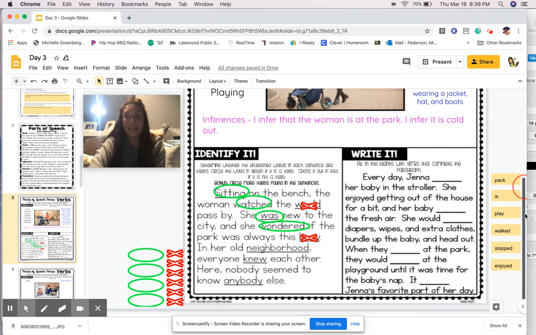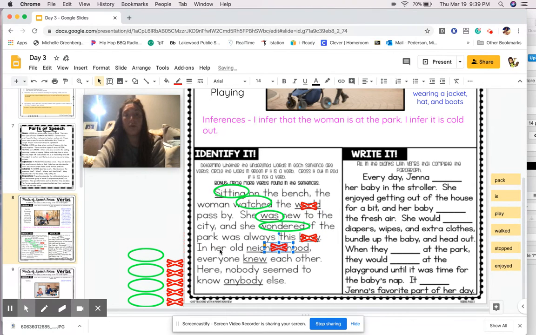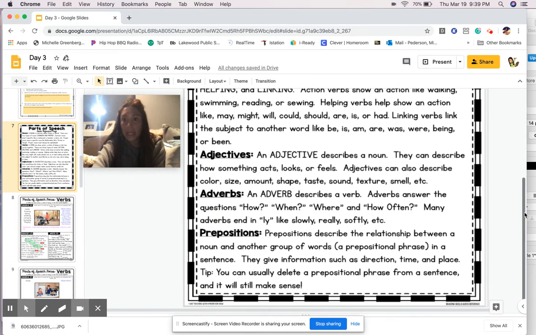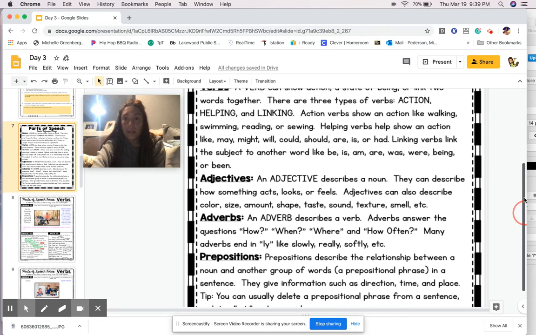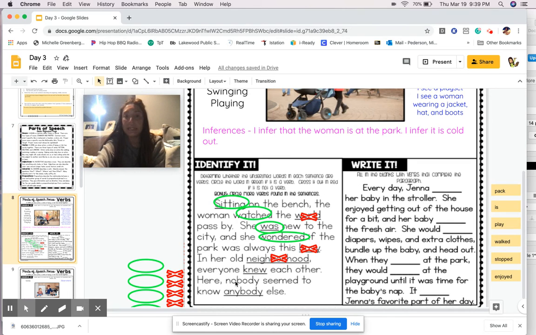In her old neighborhood, everyone knew each other. So neighborhood is not a verb. It's a noun. And then the word knew. So I'm going to go back. Let me see. Do I see any helping verbs? Show an action. Linking verbs link. Nope. So I'm not thinking that new is a verb. So I'm going to cross it out. Here, nobody seemed to know anybody else. And I know that anybody is a noun. Okay? So there I go.